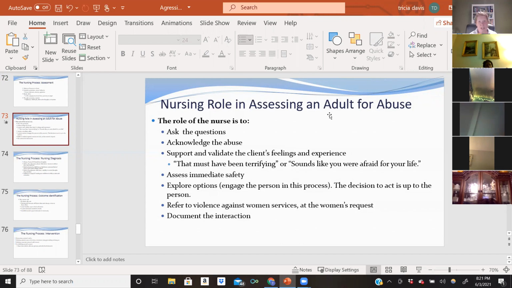You're going to support the patient, you're going to validate their feelings and that experience, and you're going to practice empathy with them. So you're going to say things like, that must have been very terrifying. It sounds like you were afraid for your life. These are all comforting, supportive ways to let your patient know that you're listening and that you empathize with them.